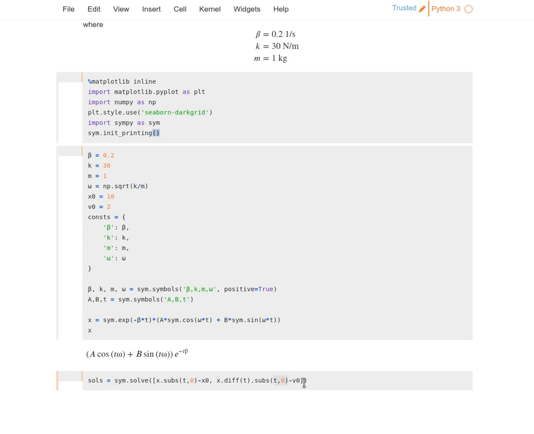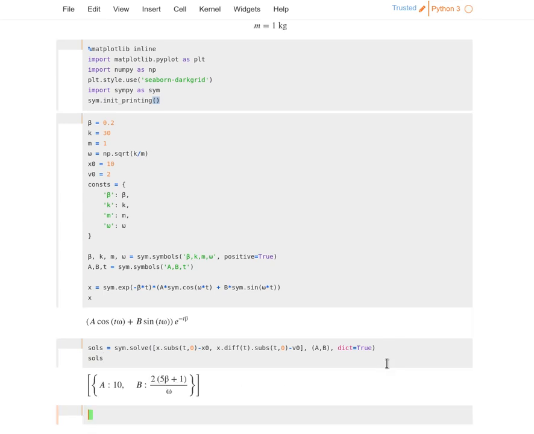And then what values do we want to solve for? Well, we want to solve for A and B. And in particular, I'm going to add one other thing here, which makes it useful later on to substitute these solutions back into our equation, which is I'm going to say dict equals true. This basically will mean sym.solve returns the solution in the form of a dictionary for us, which makes the substituting easy. And then we'll print sols. I didn't test these numbers, so hopefully this is solvable. And it is. In fact, it's just a simple single solution that we need to look at.